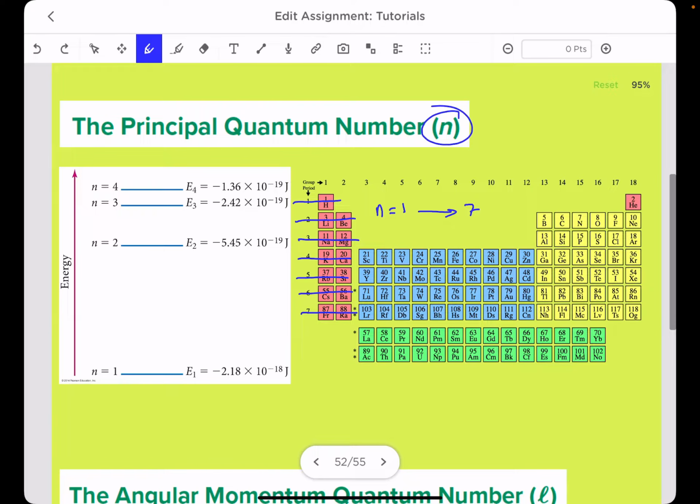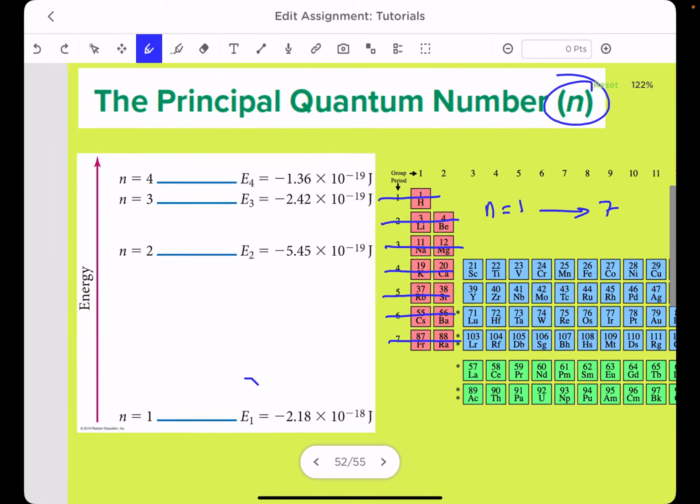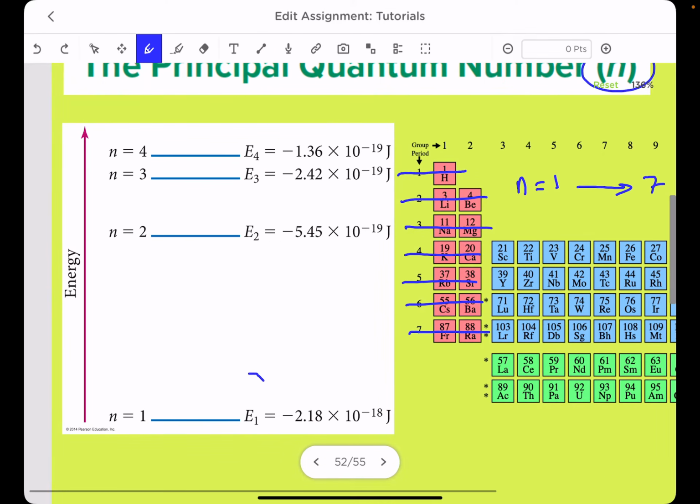the 7th energy level. The principal quantum number also relates to the average distance of the electron from the nucleus in a particular orbital. The larger the N, the greater the average distance of an electron in the orbital from the nucleus, and therefore the larger the orbital.